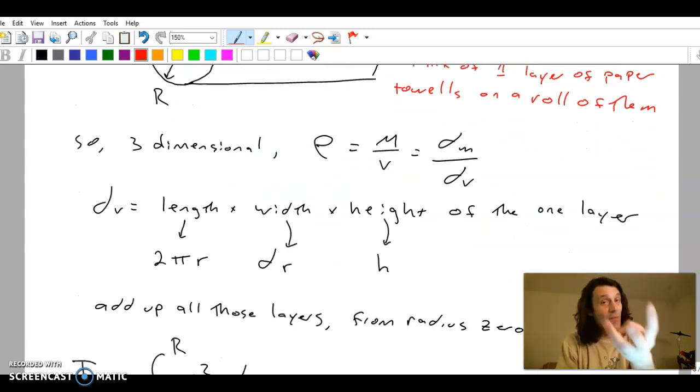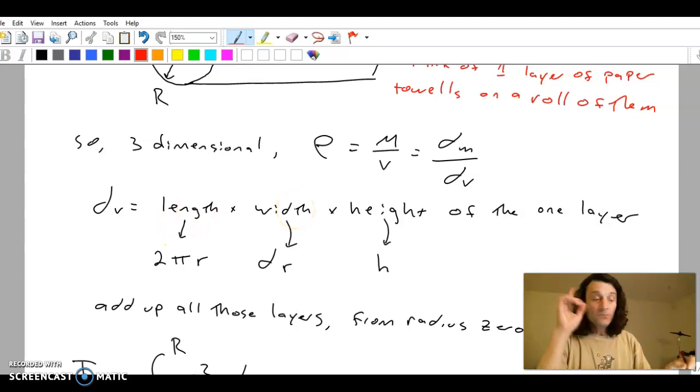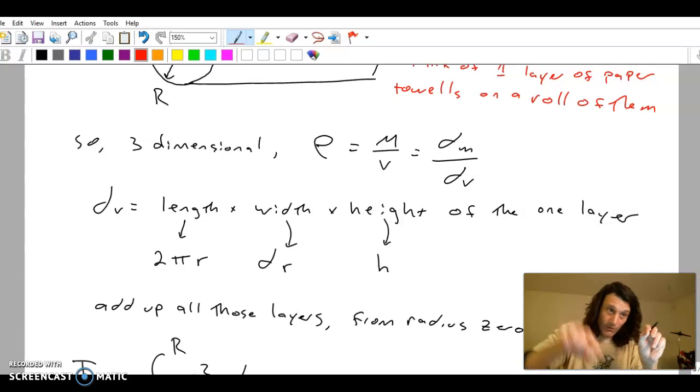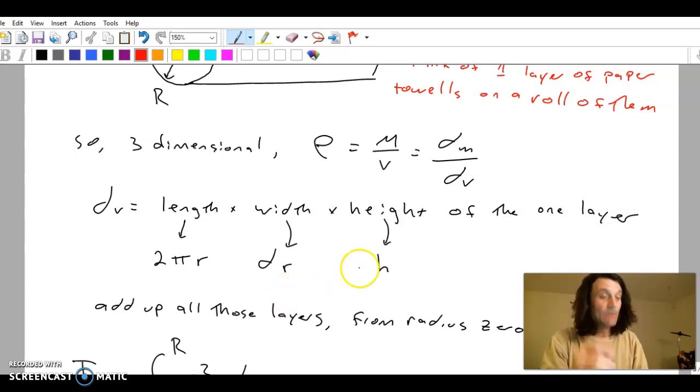So this is three-dimensional now, so it's a density. It's a mass divided by a volume, which means it's a differential mass divided by a differential volume. A volume is 3 dimensions, okay? It's got a length, a width, and a height. The length is however long that circumference is. The width is that differential thickness, a very, very thin strip of paper. The height is however tall the cylinder is.